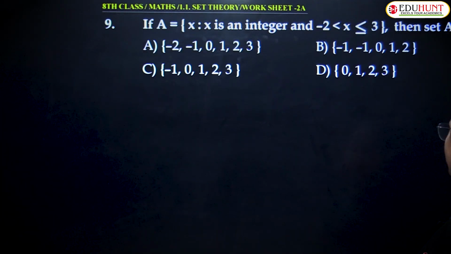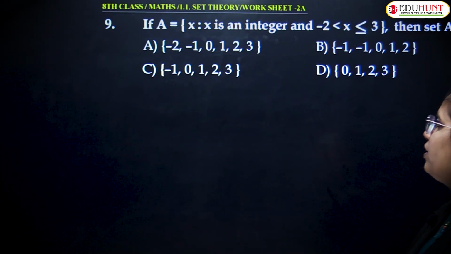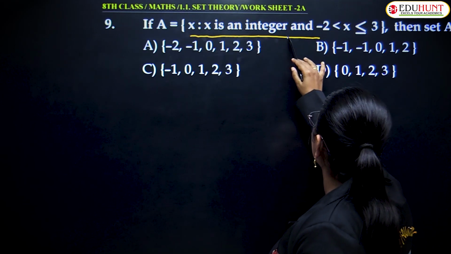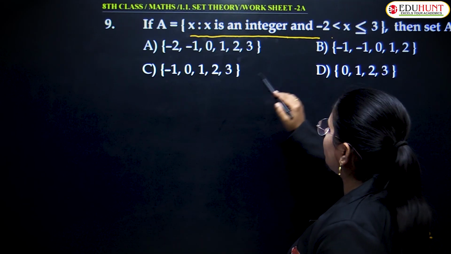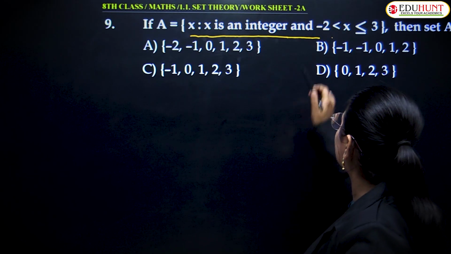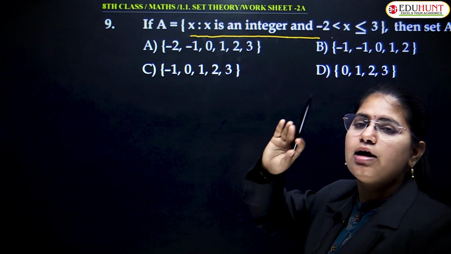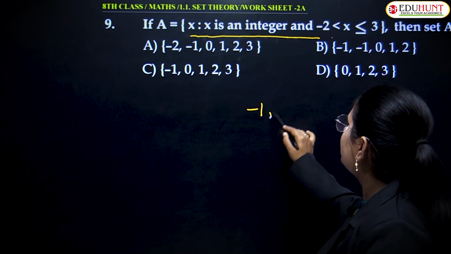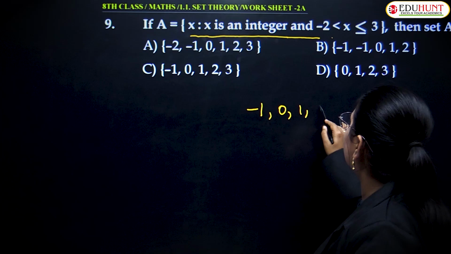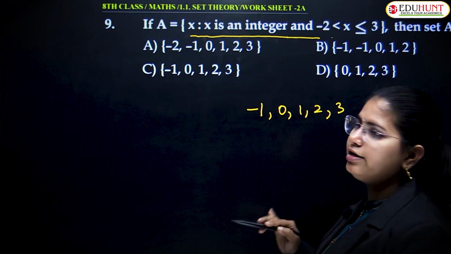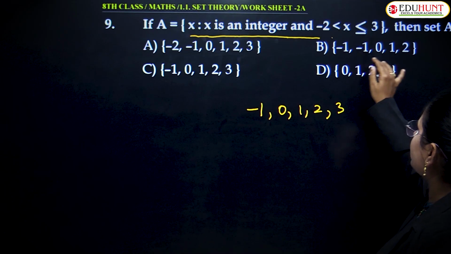Yes. So what is my next question? If A is equal to the set, what is that set? X is an integer and minus 2 less than x less than or equal to 3. Right? X must be an integer. Minus 2 less than x means x is greater than minus 2. So what are the options? Minus 1 maybe. Right? 0, 1, 2, up to 3 you have to take it, and you need to include 3, right? Because it is less than or equal to 3.